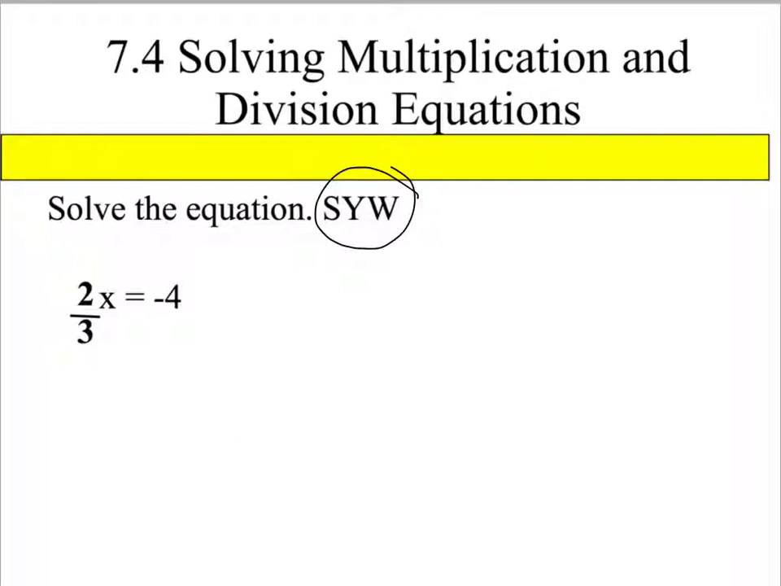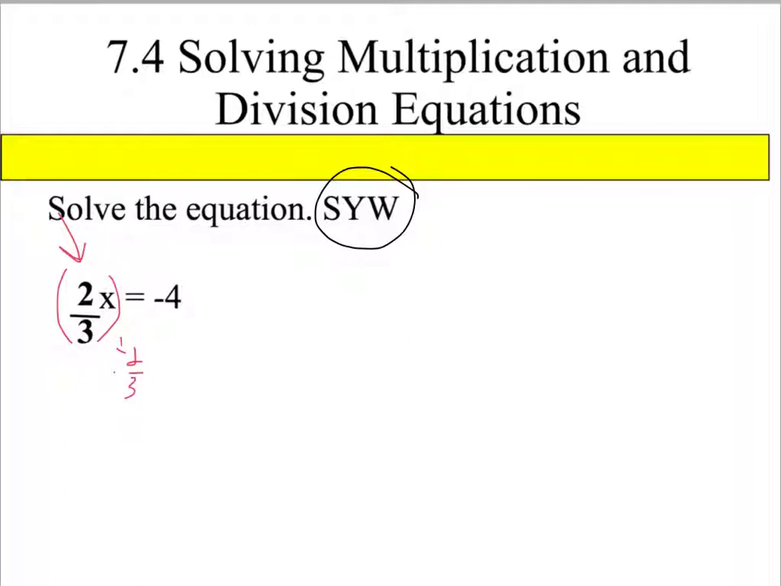All right, so now we have 2/3 x is equal to negative 4. Very first thing, my question is, what is happening to that x? What operation is happening to the 2/3 and the x? Multiplication. So if we're multiplying in this original problem, what do we have to do to solve? Inverse operation, which is division. Okay, so we're going to take this entire problem and divide by 2/3.